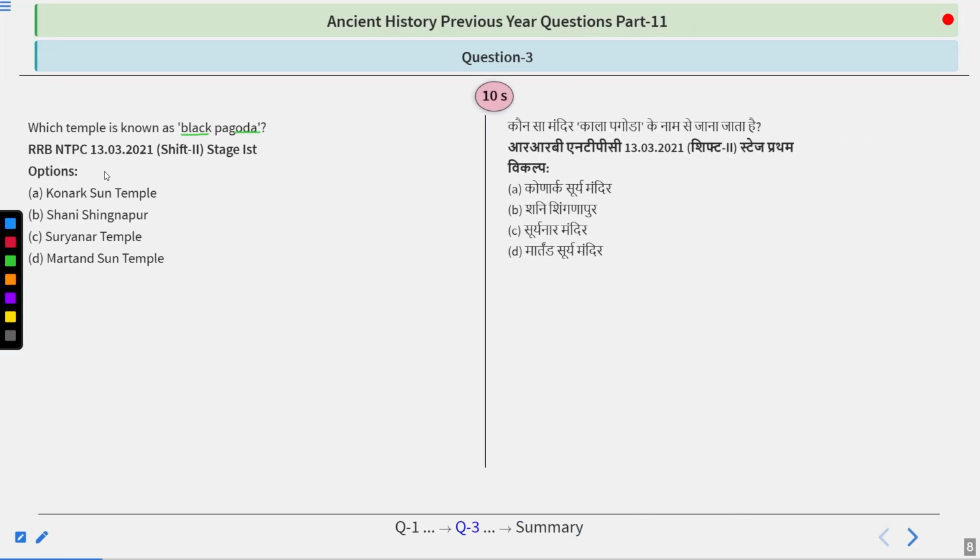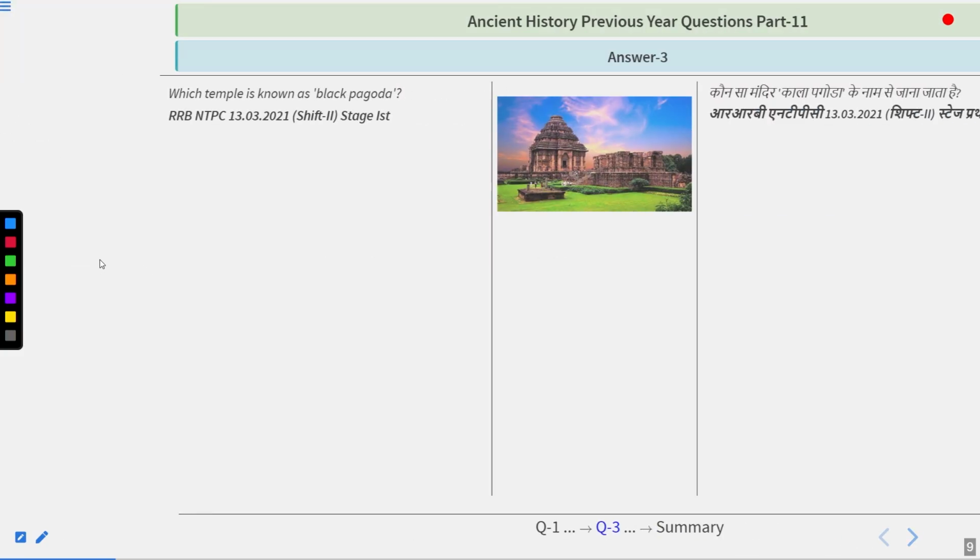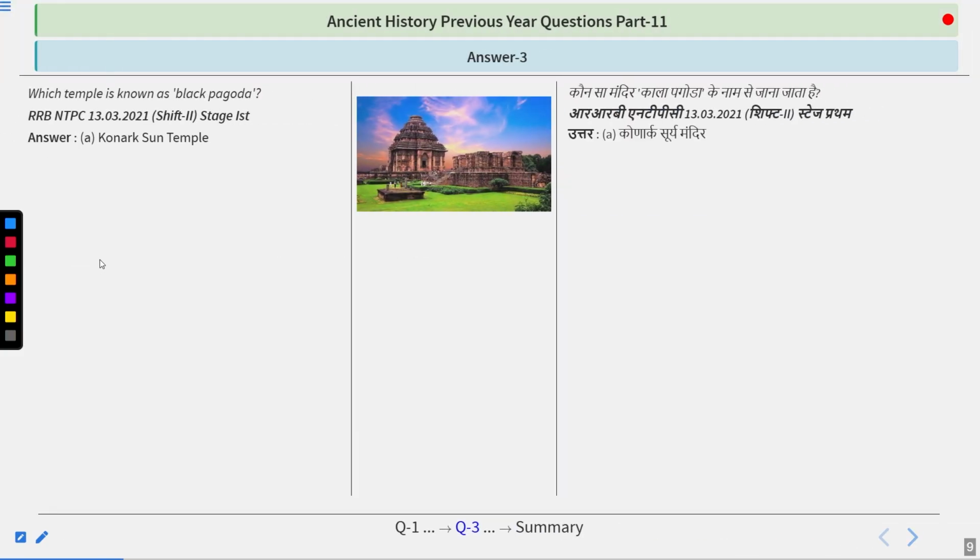Which temple is known as the Black Pagoda? Options are Konark Sun Temple, Shani Shingnapur, Suryanar Temple, or Martand Sun Temple. Take your time. And your answer is right. The answer is Konark Sun Temple.